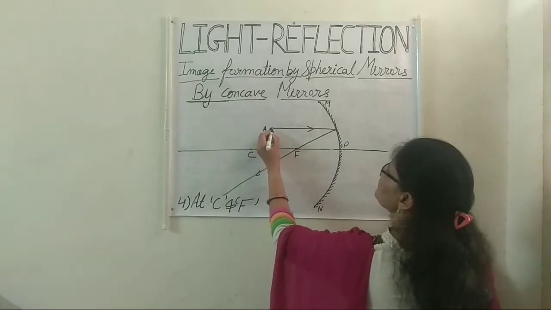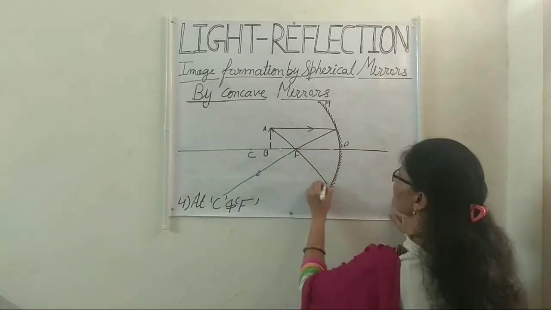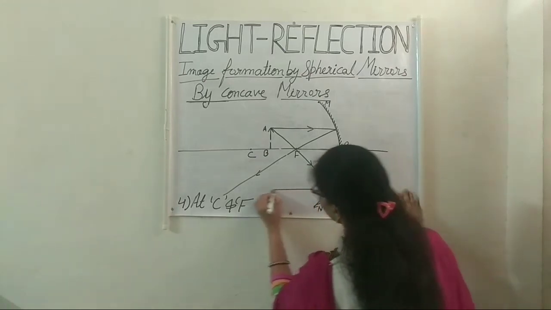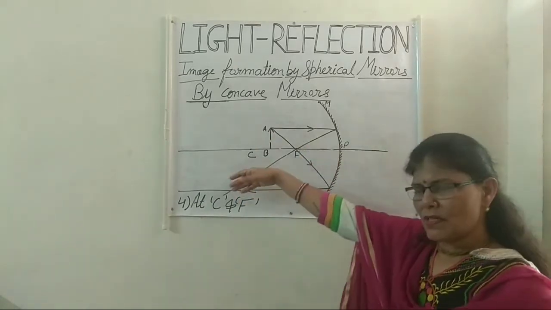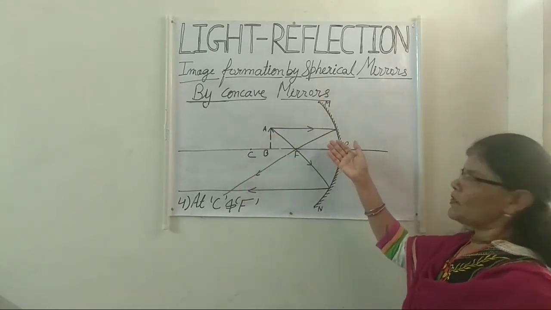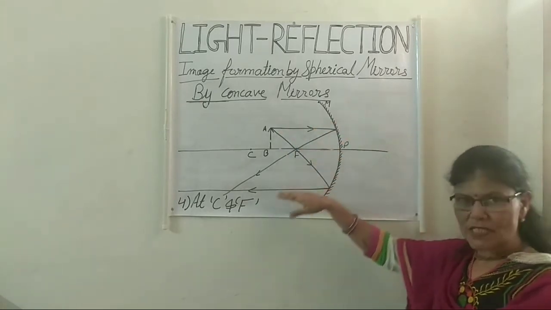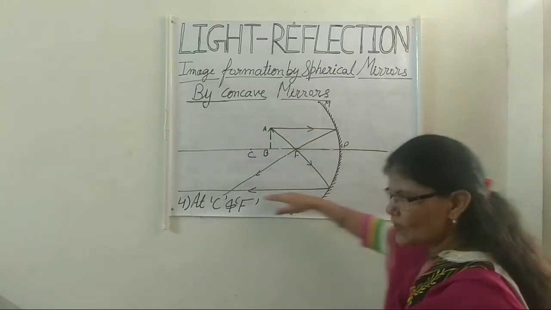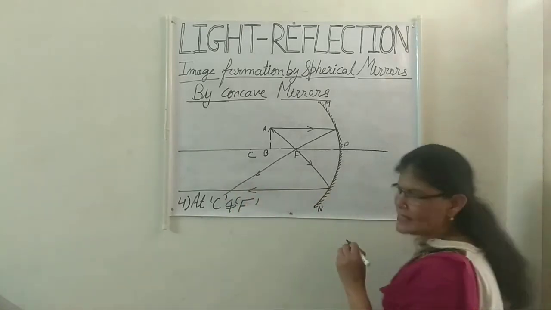When the incident ray passes through the principal focus, arrow should be here. This is the incident ray. Then the refracted ray will go parallel to the principal axis. We can use the third rule, when the incident ray passes through the center of curvature, or we can use this rule. So we have used two rules. First, when the incident ray is parallel to the principal axis, it will pass through the principal focus. Second, when the incident ray passes through the principal focus, then the refracted ray will go parallel to the principal axis. And these two refracted rays are meeting here.